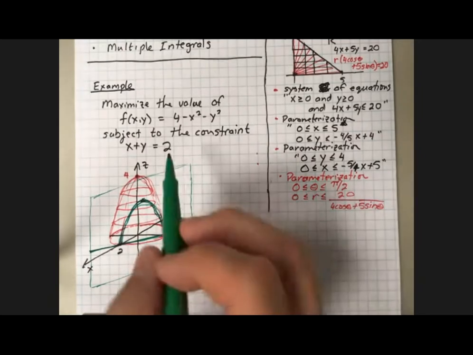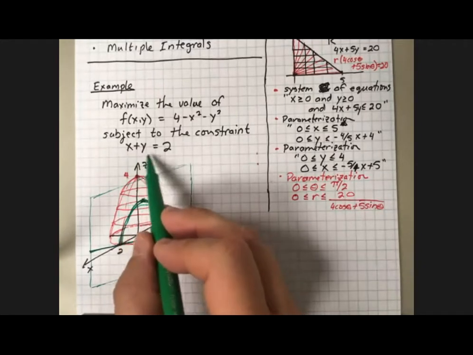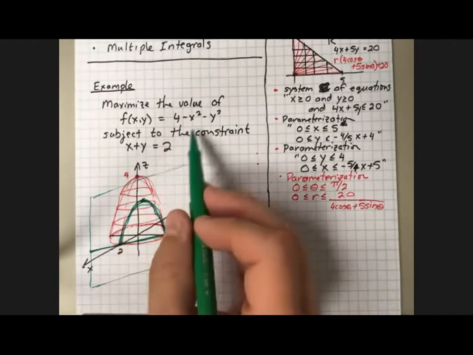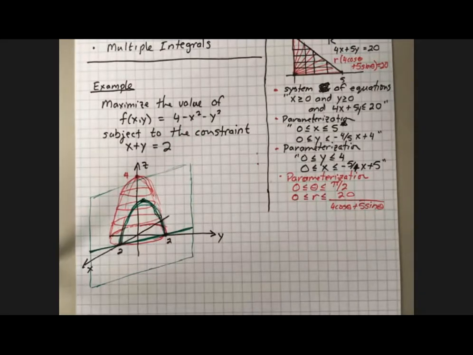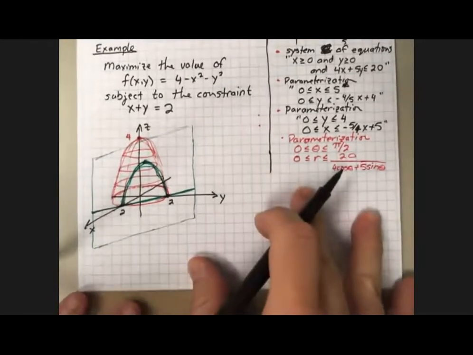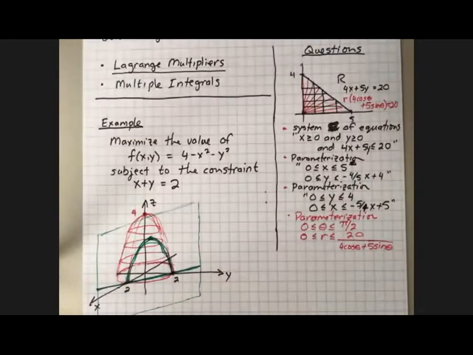In fact, if I solved this constraint either for x or for y and substituted in here, then I would just have a traditional calculus one problem that I don't think would be too hard to manage. But I want to illustrate something else. So let's look at this image. Let me tear off this sheet.